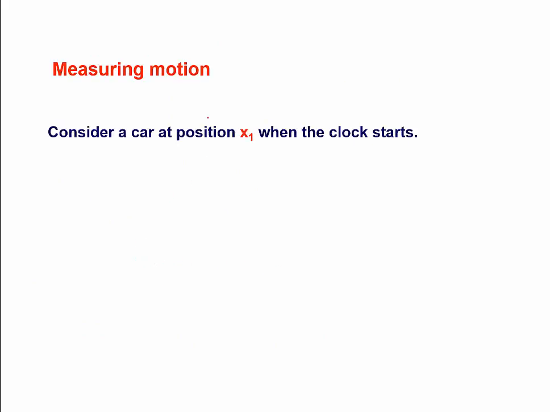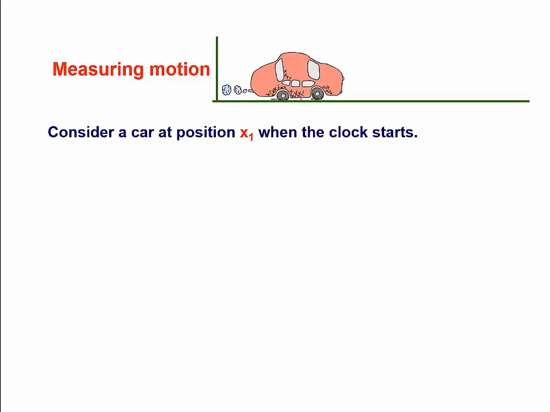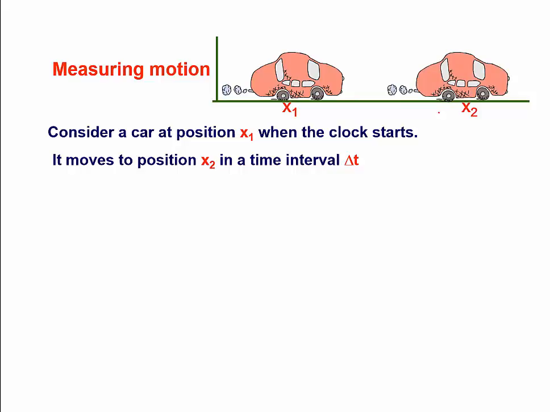All right. Now, let's consider the motion of a car. We're going to use the x-axis for that. I'm going to draw the x-axis and the y-axis. We will see the motion of a car along the x-axis. Now, look at this. The car is at position x1 when we begin to observe it, when we start our clock. All right, and it moves to position x2 in a time interval delta t.